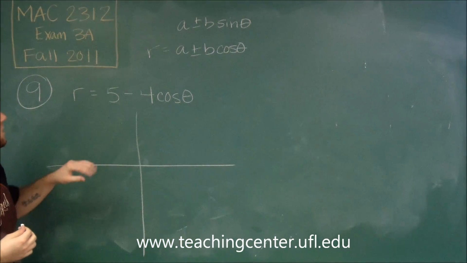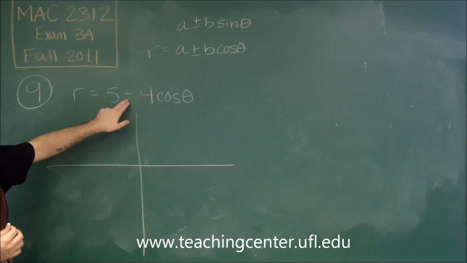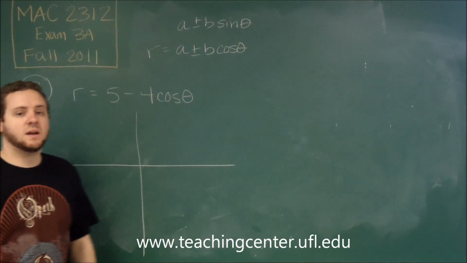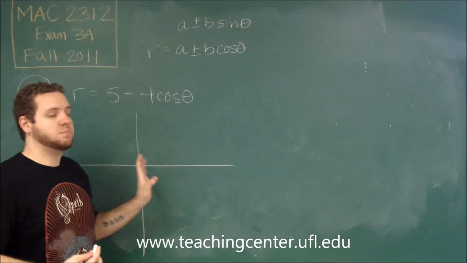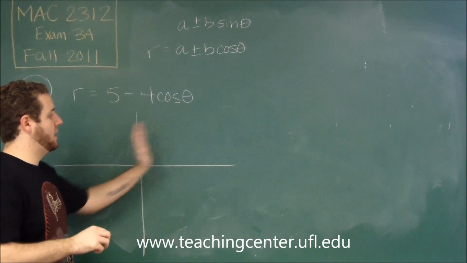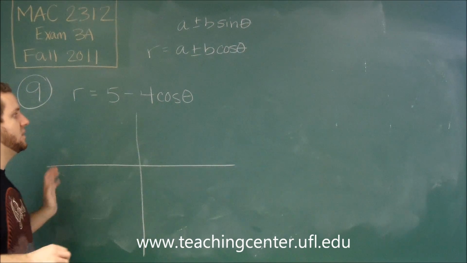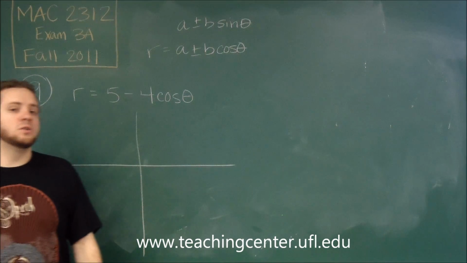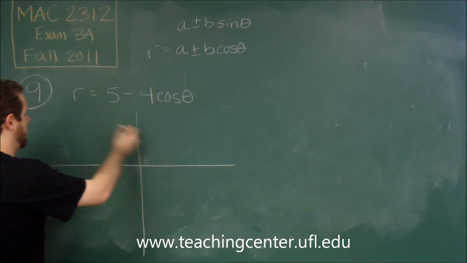The next thing we want to think about is we have a minus sign here. So having a plus or minus sign changes something. That tells you is the big side of the cardioid on the positive part of the x-axis, or is it on the negative part of the x-axis? This time we have negative, so we know that the large part of the cardioid is going to be on the left.